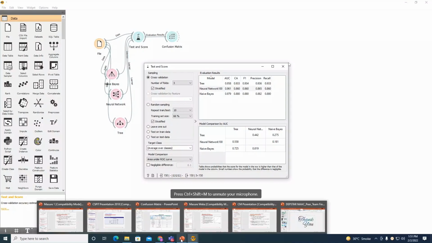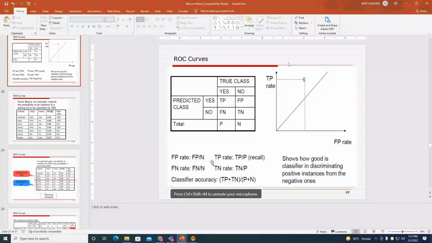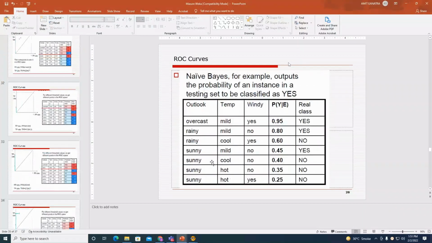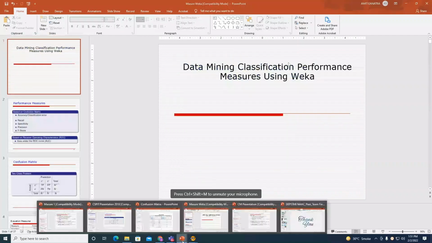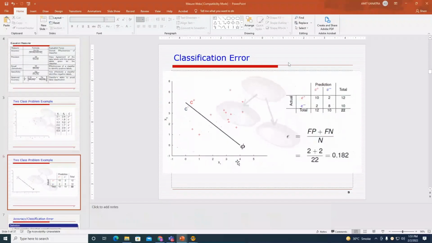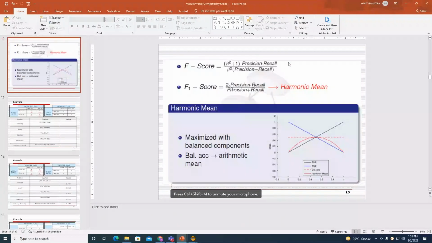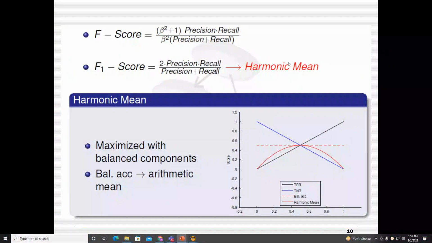So let me show you. Sir, can you repeat the formula? Yeah, I'll show you here. F1 score. This is 2 into precision into recall upon precision plus recall. It is called harmonic mean. So you are aware how to calculate precision and recall. You just have to put these values in this equation: precision into recall upon precision plus recall, and then multiply the overall value by 2. That's it. So this is your F1 score.